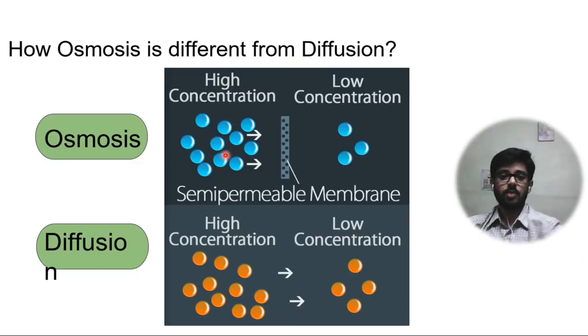So how is it different from diffusion? In osmosis, there is a physical barrier, represented here as a semi-permeable membrane, which possesses pores of a particular size through which only solvent can pass. So there is no chance of solutes passing through the semi-permeable membrane. But in diffusion, there is no semi-permeable membrane and no physical barrier. So the molecules of both solute and solvent can intermingle with each other, and move easily from high to low concentration.